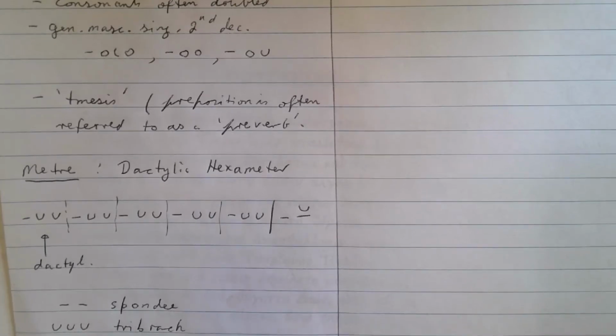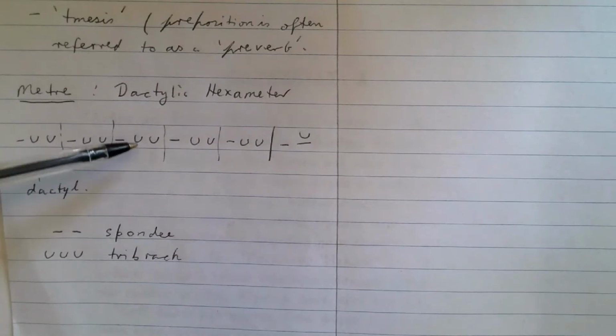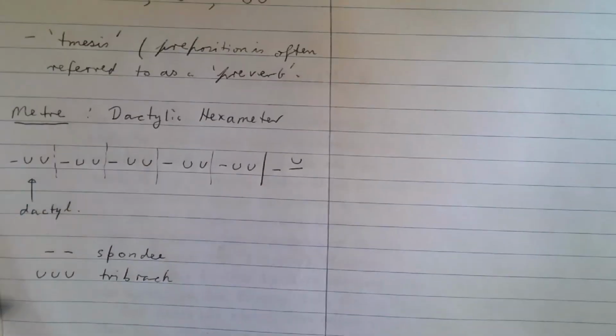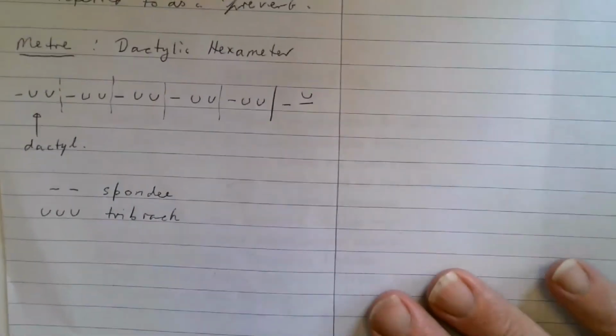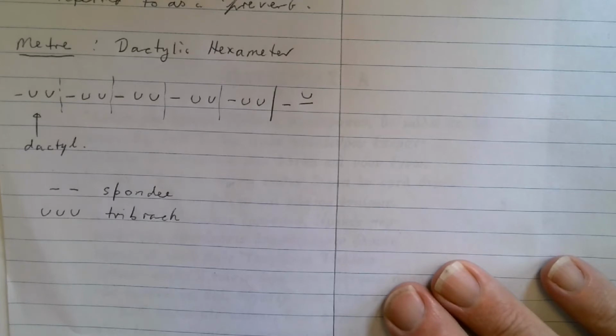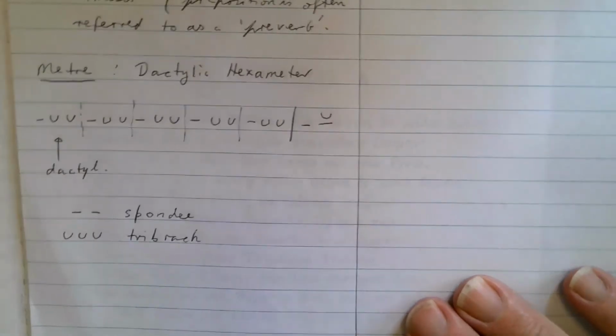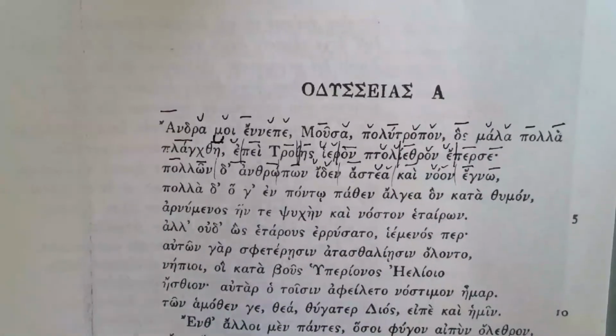Now, to break the monotony of that rhythm, we also can replace 2 of these short syllables with one long one, and that forms a spondee, which is 2 long syllables, and sometimes you'll get a tribrach as well. Just as an example of that, we'll have a look by scanning the first couple of lines.